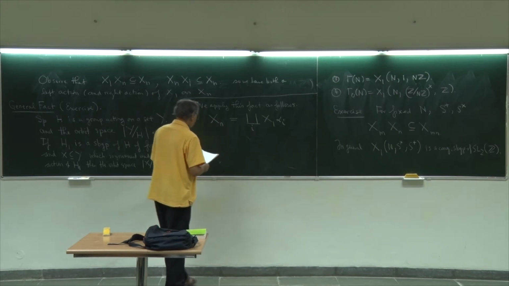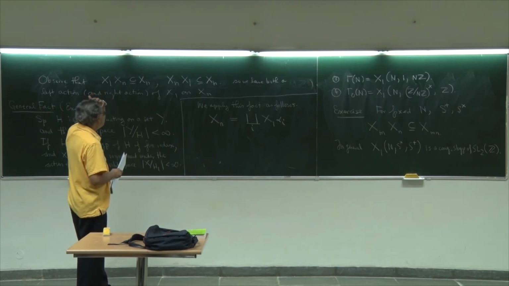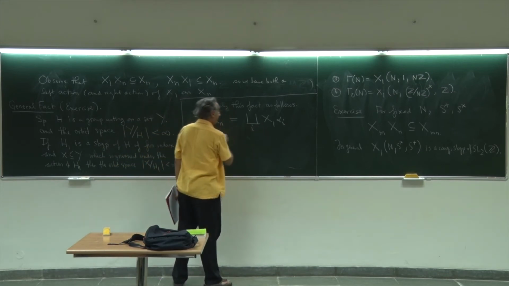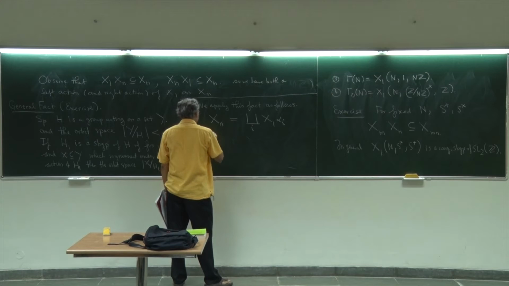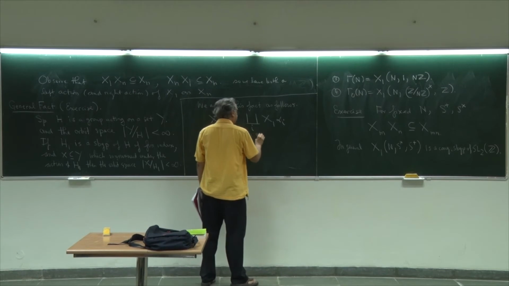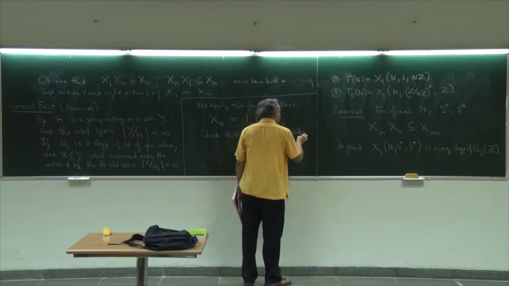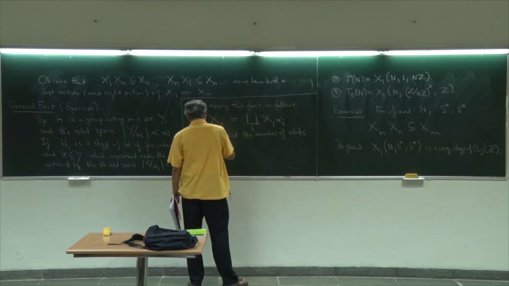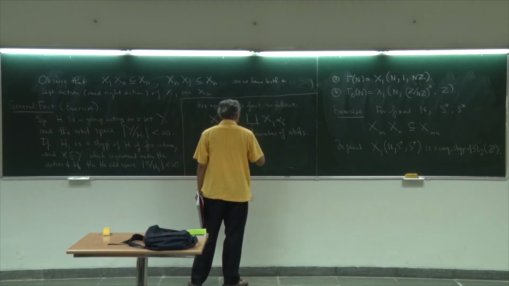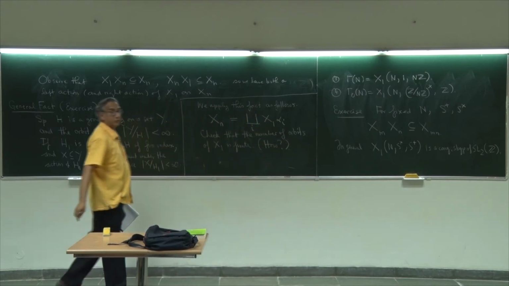Now, the point is that this is a finite orbit space. So check that the number of orbits of x1 is finite. I want to say that. So how? I'd like to say this, but how do I say that?